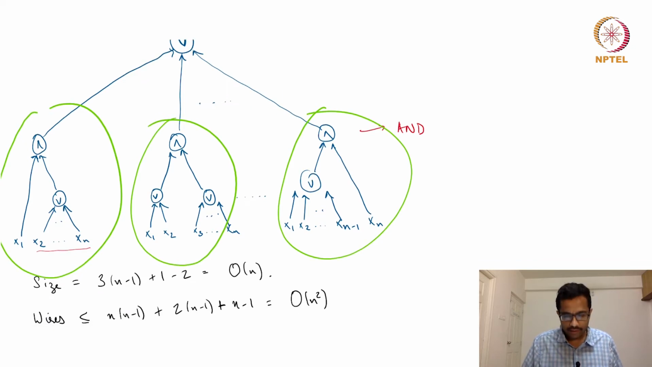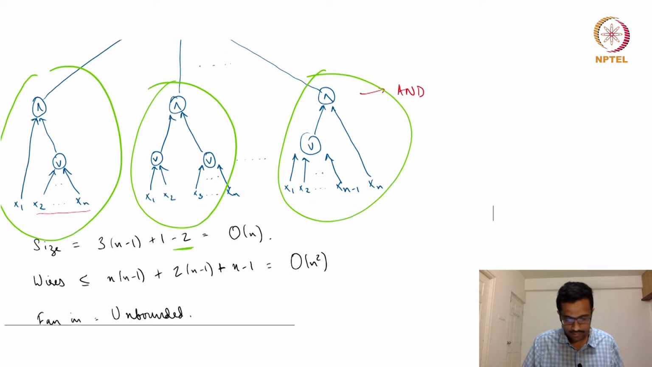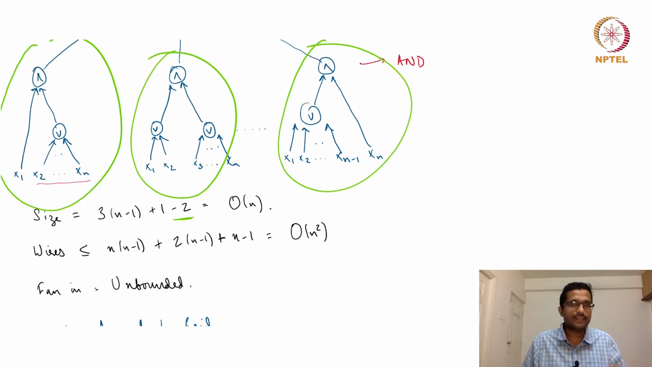And I have subtracted 2 here. It is because the leftmost partition and the rightmost partition have one gate less. They just need two gates, one OR and one AND, because they have one singleton part each. But anyway, this minus 2 doesn't really change the asymptotic factor. It's 3 n minus 1 plus 1 minus 2. It's still order n, which is what we are bothered about.